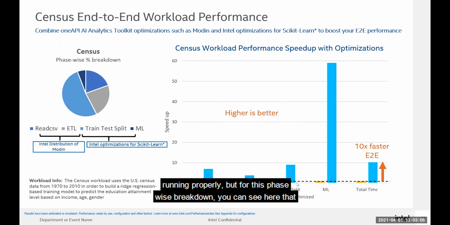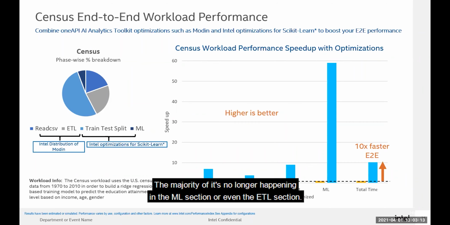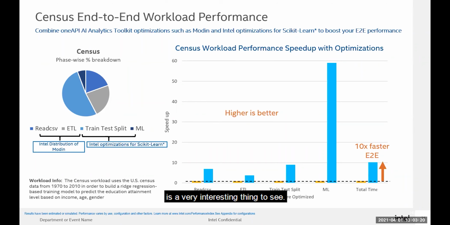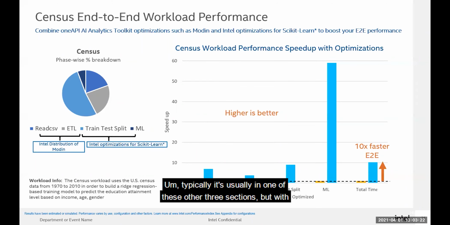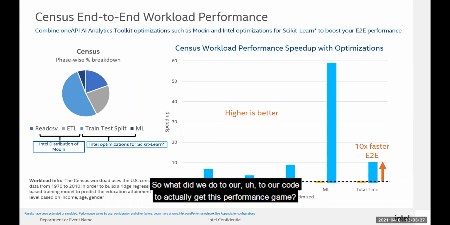But for this phase-wise breakdown, you can see here that the majority of it is no longer happening in the ML section or even the ETL section. Actually, the majority of this breakdown is now in the train test split, which is a very interesting thing to see. Typically, it's in one of these other three sections, but with these performance gains, it's mostly happening in train test split. So what did we do to our code to actually get this performance gain?